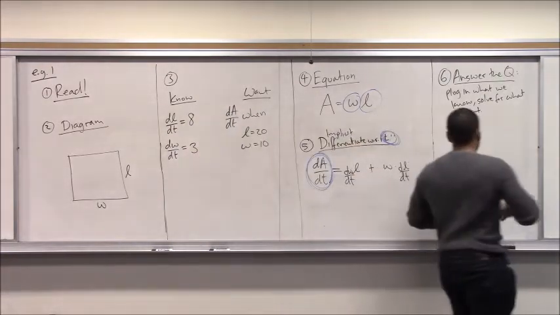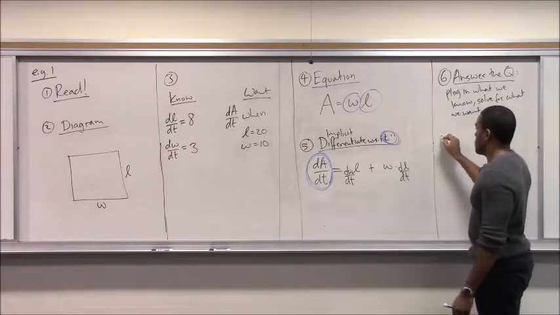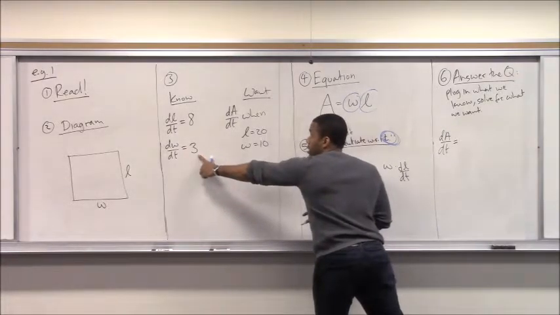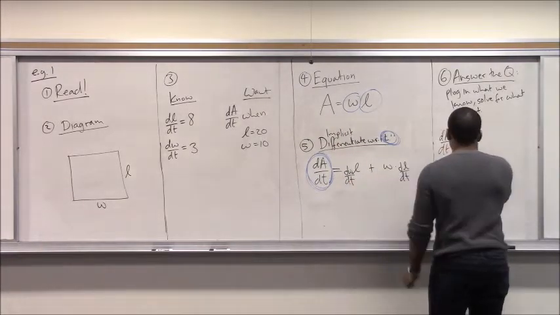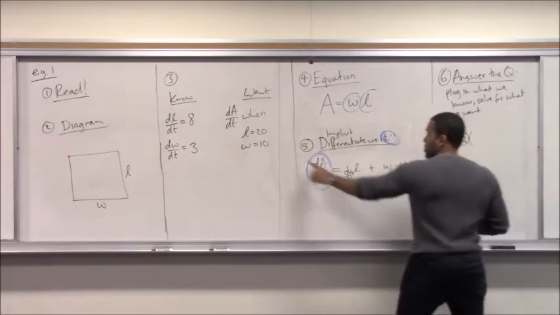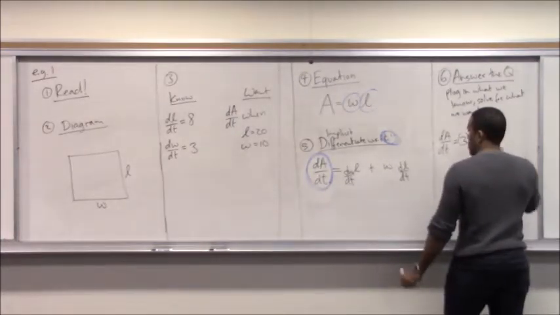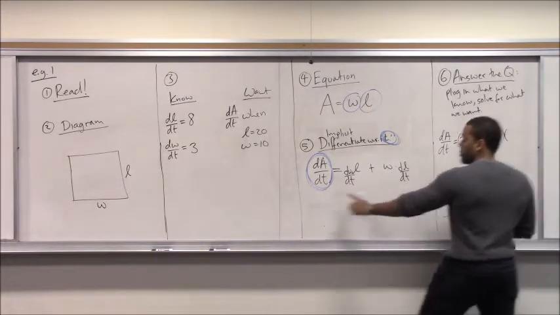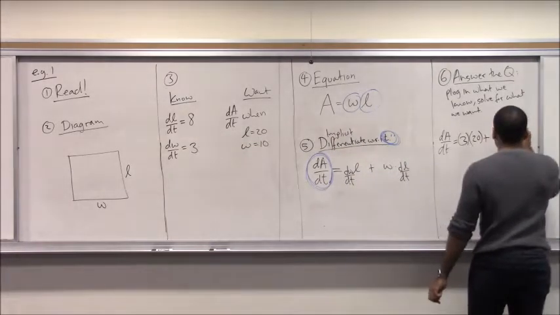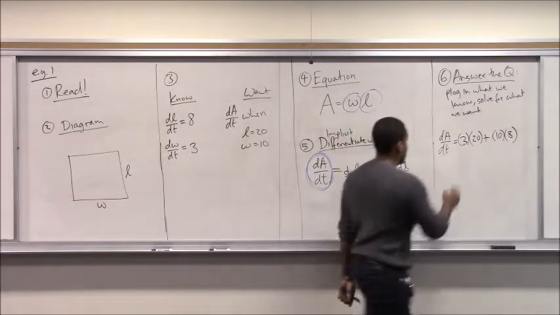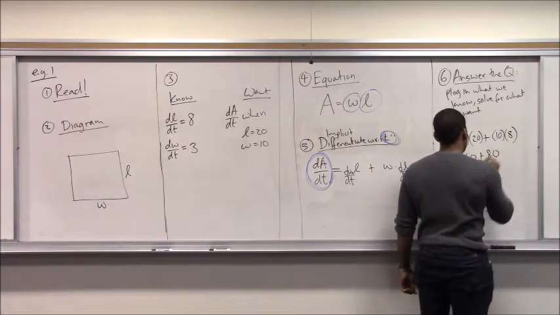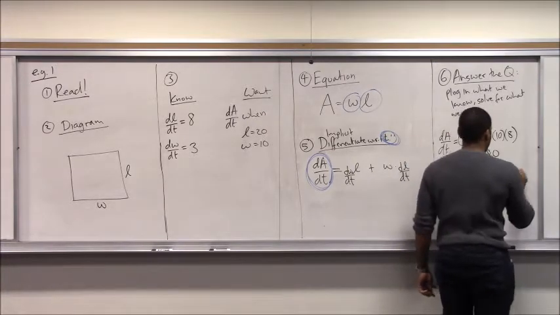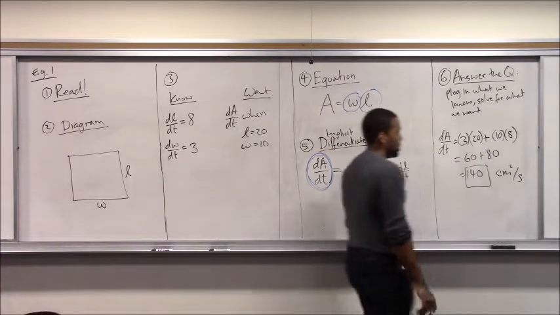So since dW/dt equals 3, you plug in 3 times L, which is 20, plus 10 times dL/dt, which is 8. So now this is 60 plus 80, that's 140. And I think this was in centimeters. So area is squared units, centimeters squared.